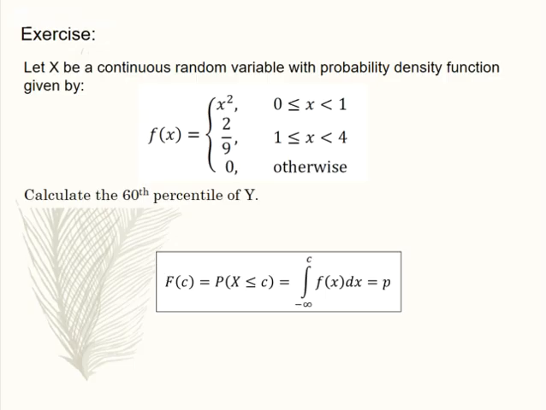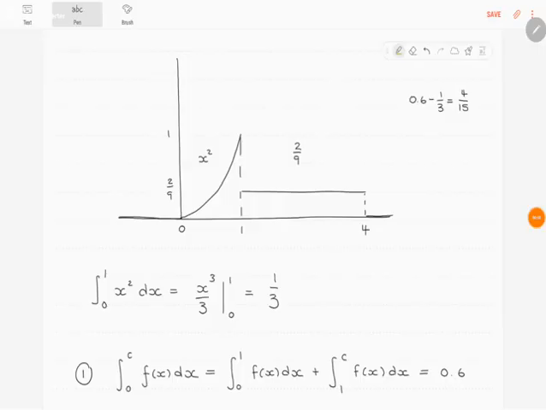So let's have a look at this exercise. I have X, which is a continuous random variable with this PDF, and we want to look at the 60th percentile. I suggest you perhaps try it on your own and see if you're able to do it, but I'm still going to explain it to you and show you how to work it out. In this question, we have been asked to find the 60th percentile. Remember, the 60th percentile is simply that value, which I'm going to call C, such that the probability to the left is 0.6.